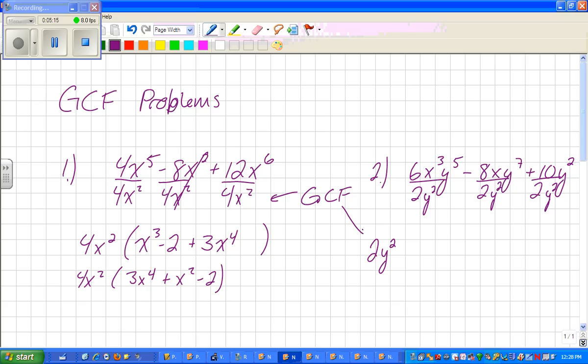That comes to the outside. And then let's find out what's left over. 6 divided by 2 is 3. I didn't take any x's out, so x to the third stays there. And y to the fifth, but I took 2 y's out, so y to the third.